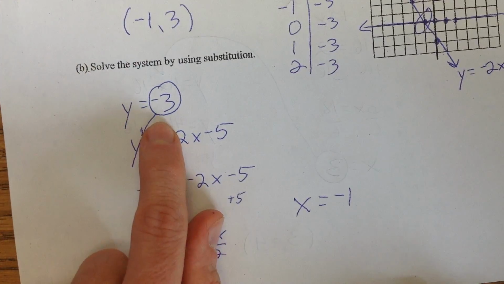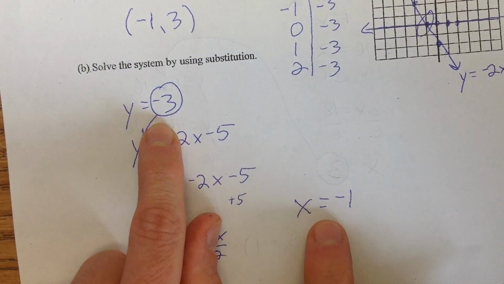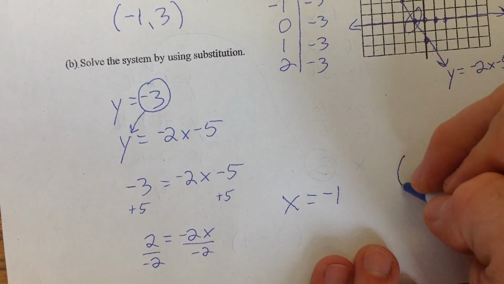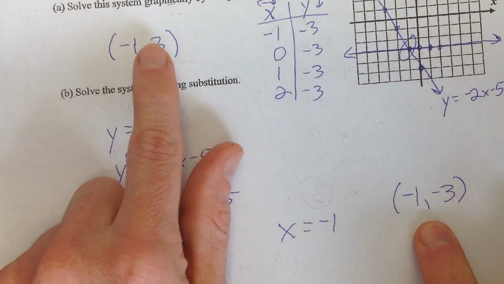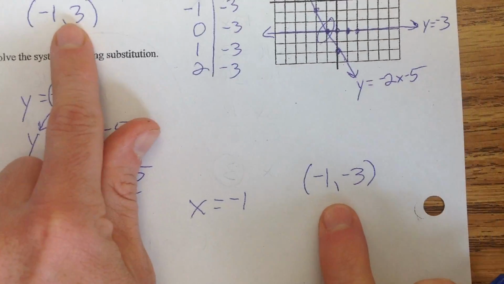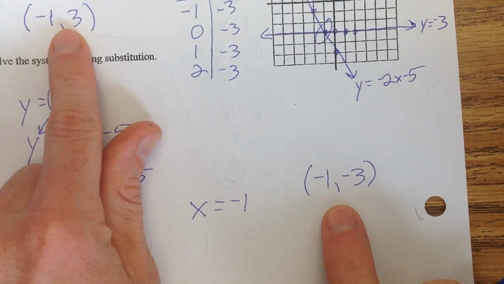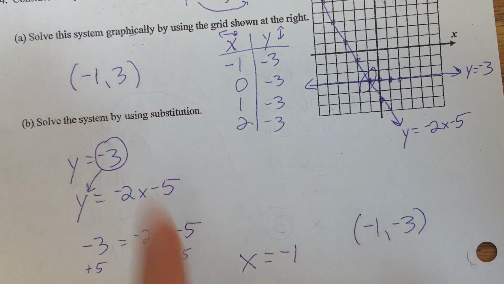So I knew at the start that y was negative 3. I got that x is negative 1. Negative 1 comma negative 3. It's the same exact point that I got up here, negative 1, negative 3. So that shows me that I'm in fact getting the same answer.